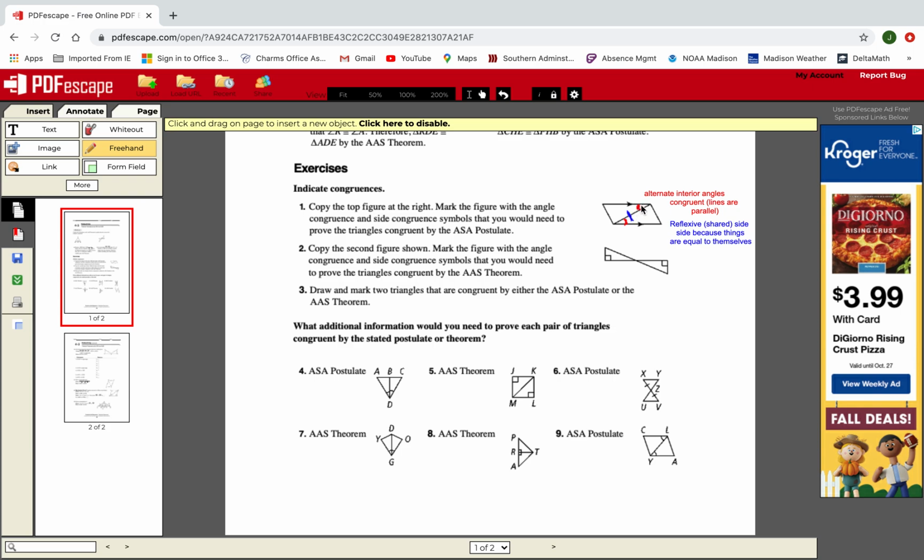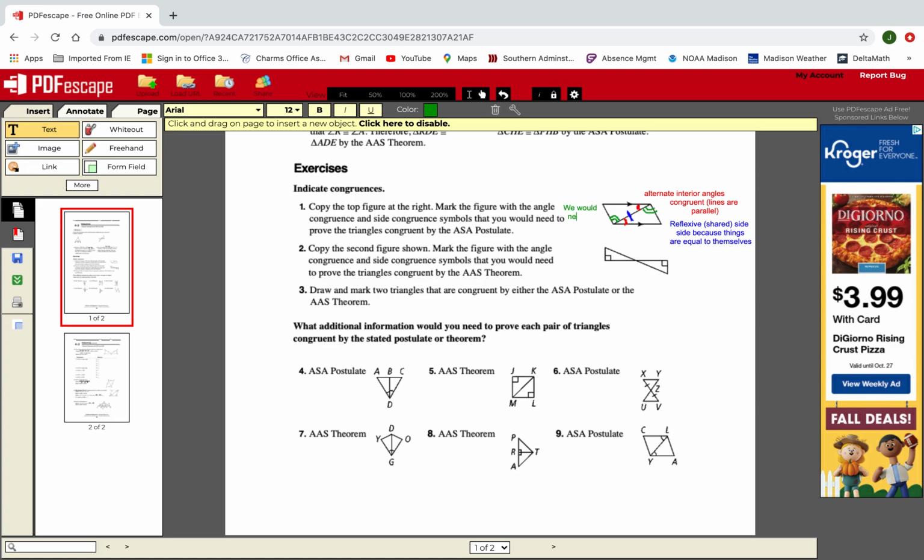So I have an angle and a side. In order for me to use ASA, the side would have to be the included side. So if this is going to be the included side, then I would need to be able to mark the angles that make that side the included side, okay? So I would need to be able to mark the angles that make that side the included side.